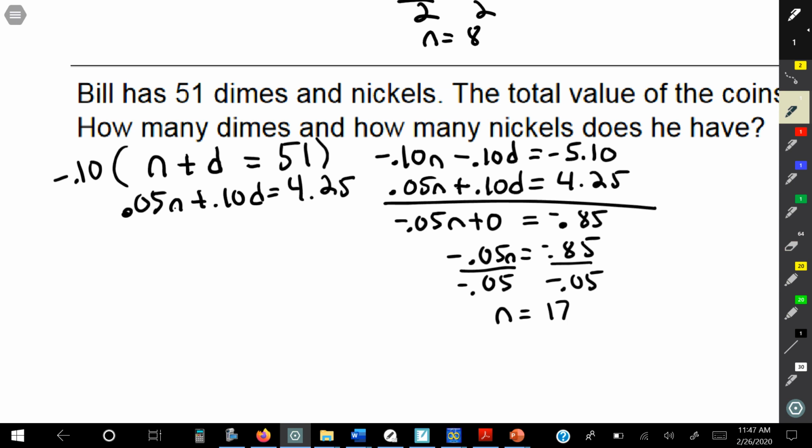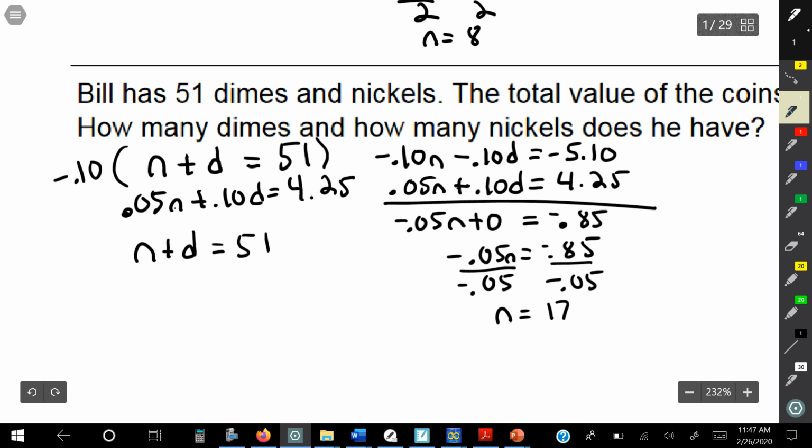So the number of nickels I have is 17. Now, all I've got to do is find the number of dimes, and I'm going to do that by plugging it back into the original equation. You can pick either one, but I'm going to plug it into the first one here. I've got 17 nickels plus so many dimes is equal to 51. Subtract 17, and the number of dimes I have is 34.